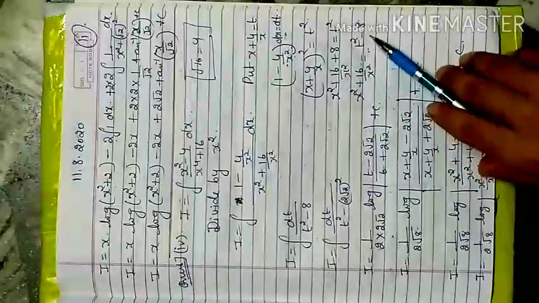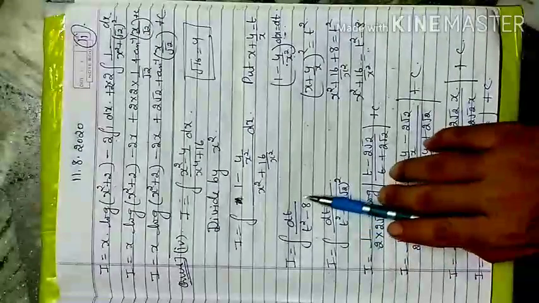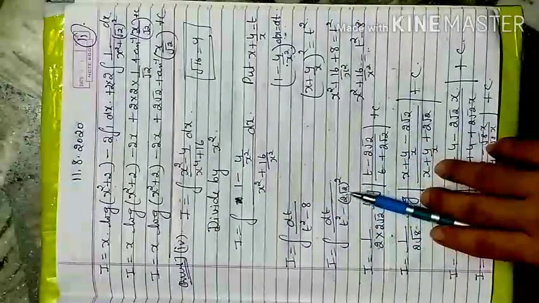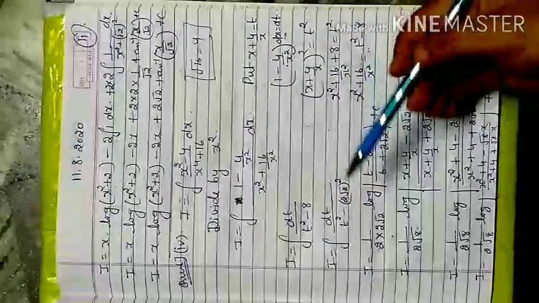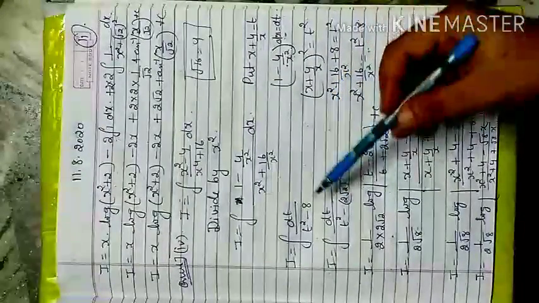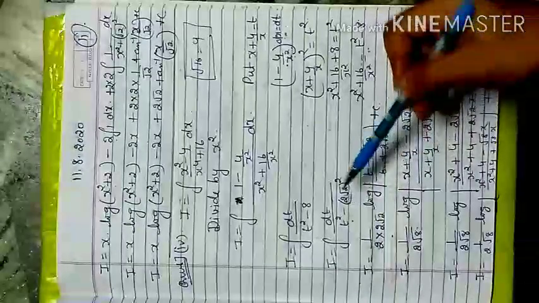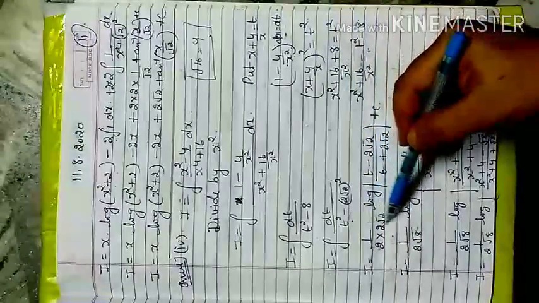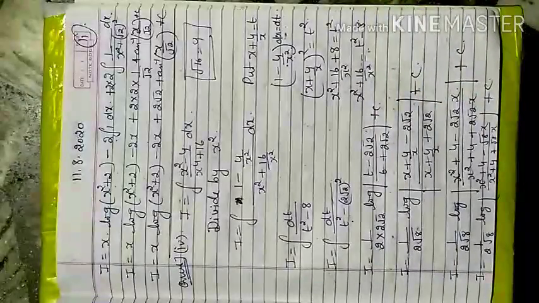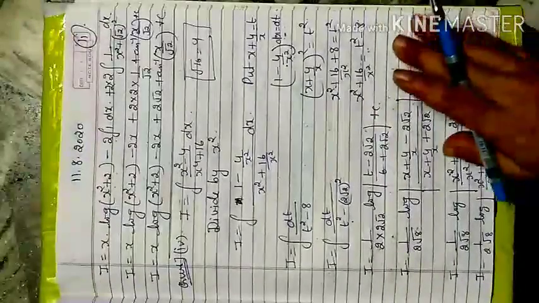Now here when I apply t square minus 8, either I can write directly root 8 whole square, or you can write 2 root 2 whole square, that is the same thing. If you write 2 root 2, that will be easier for you to solve. So this is the x square minus a square form. Directly apply the formula 1 by 2a log (x minus a)/(x plus a). Now replace the t value with the x form and take the LCM. So that is your required answer.